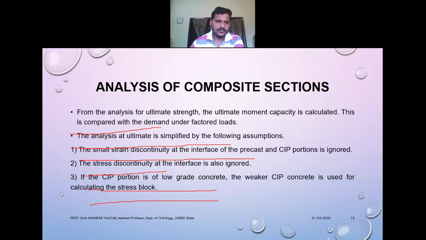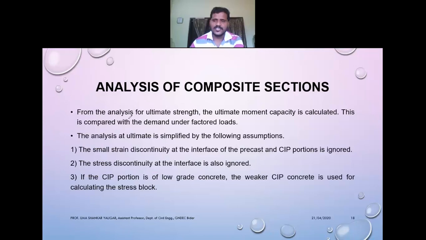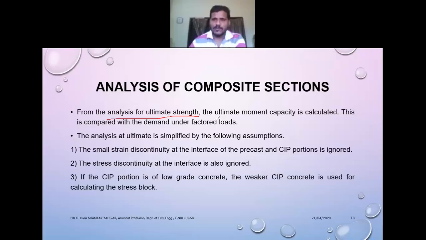Now, whenever you want to do the analysis for ultimate strength, we are considering that the material is not elastic, because in transfer and service condition we are studying the elastic behavior, but here we are considering the non-elastic behavior at the ultimate, because we know that at the ultimate the material will behave as non-linear. The ultimate moment capacity is calculated, and this is compared with the moment demand under the factored loads, as we have done in module number 3.